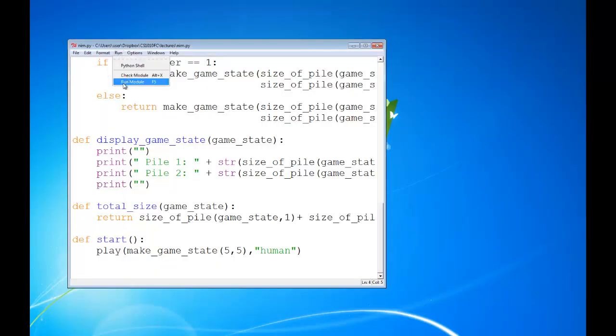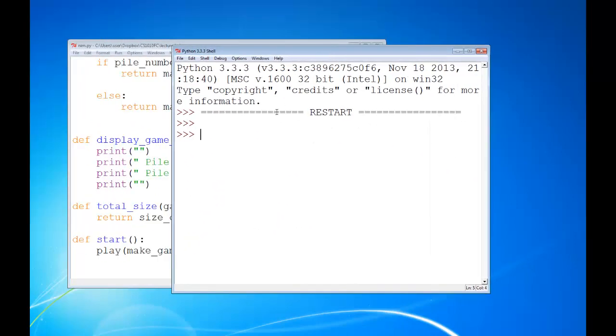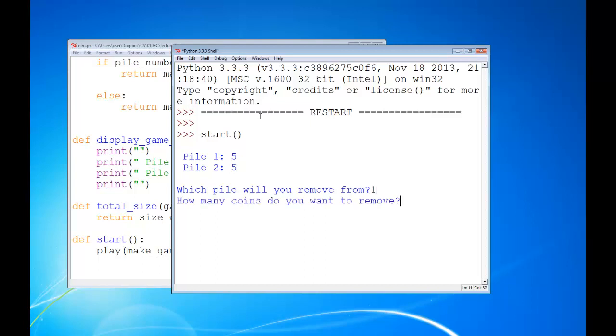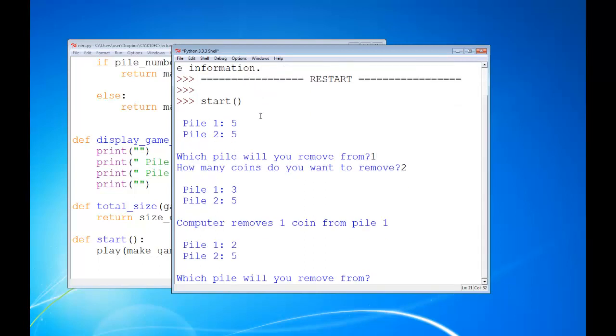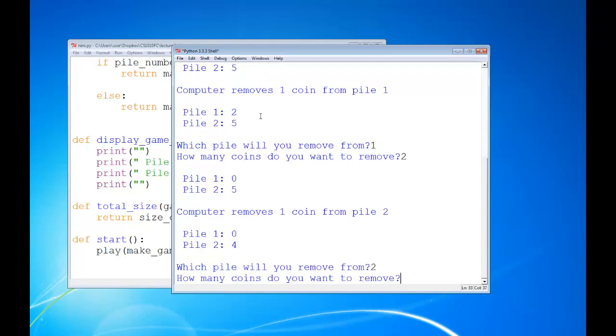Alright, so let's run. Okay, so this is the Game of Nim. So there are two piles of coins, pile 1 and pile 2, and you're asked which pile you will remove from. I can try pile number 1, I can remove 2 coins. And the computer removes 1 coin from pile 1, then I'll remove from pile 1 2 coins. Okay, I'll now remove from pile 2, remove 3 coins. Whoops, sorry, I lost.